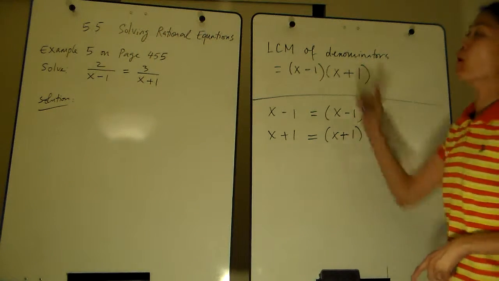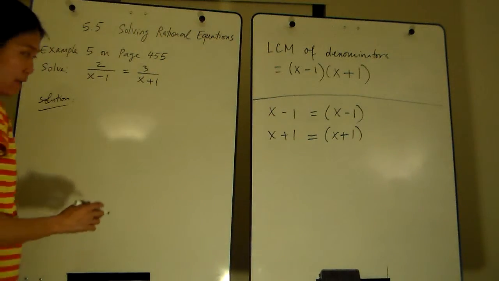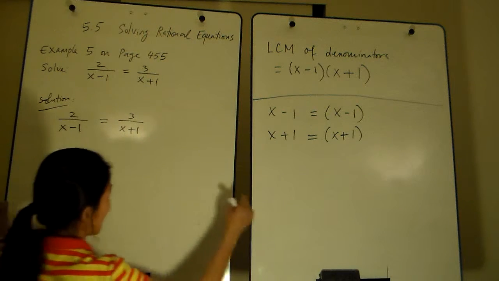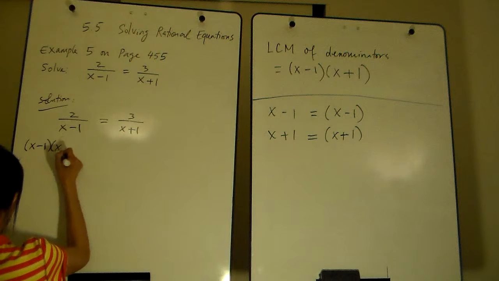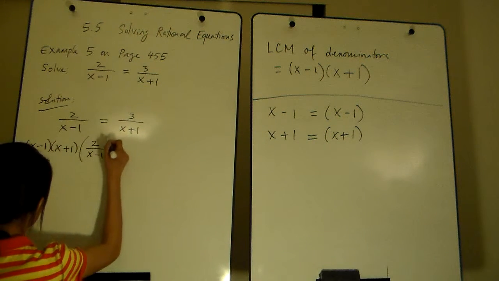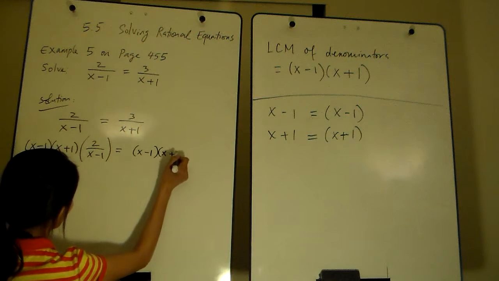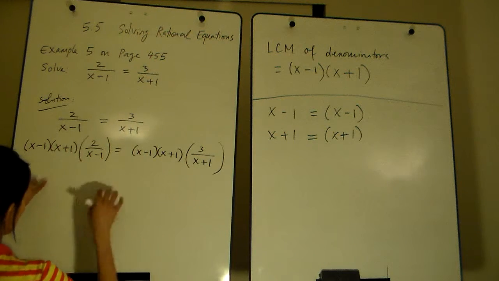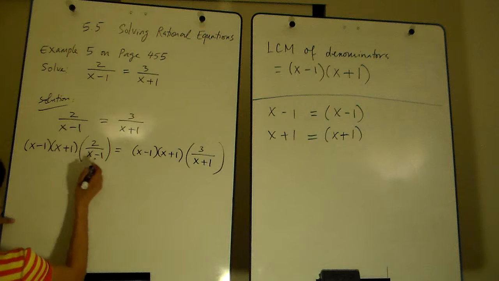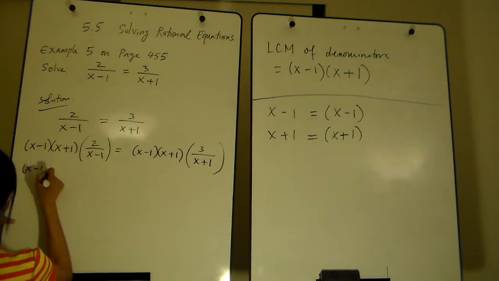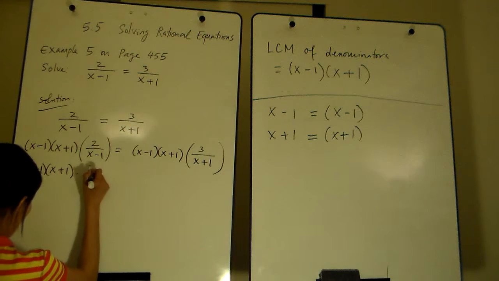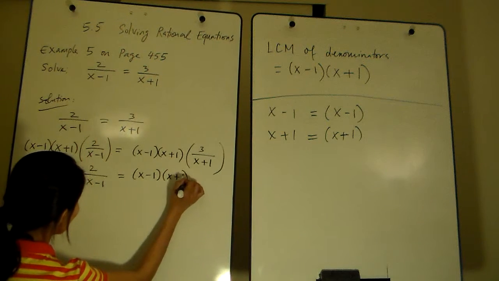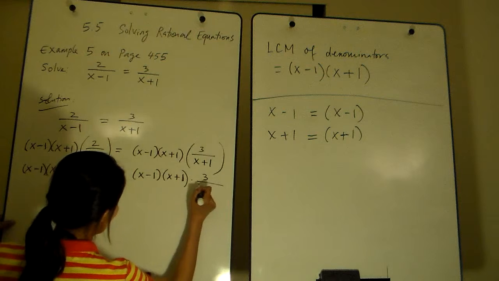Now we're going to multiply the LCM on both sides of the equation to remove the denominators. Rewriting the original equation, multiply by the LCM on both sides: x plus 1 times x minus 1 times 2 over x minus 1 equals x minus 1 times x plus 1 times 3 over x plus 1. So multiply by the LCM on both sides of the equation. When I multiply, I can remove parentheses, rewriting this as x minus 1 times x plus 1 times 2 over x minus 1, equal to x minus 1 times x plus 1 times 3 over x plus 1.